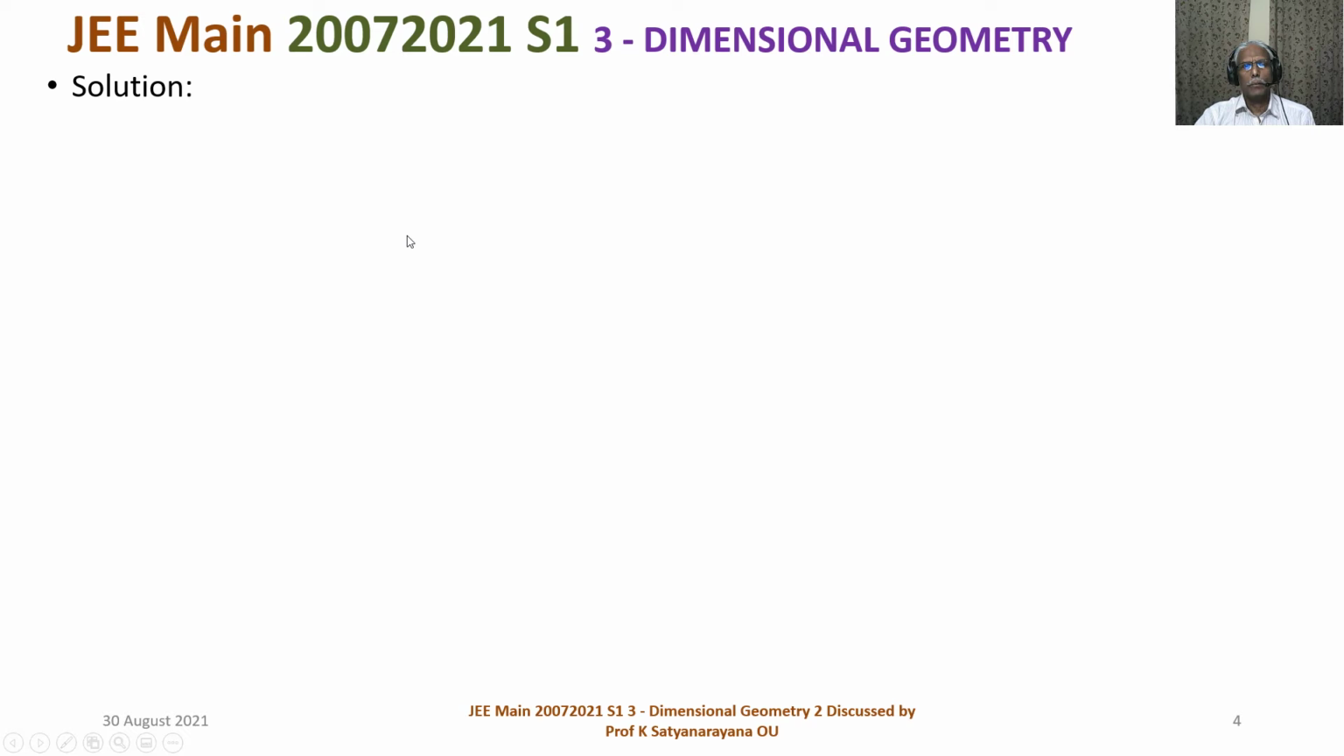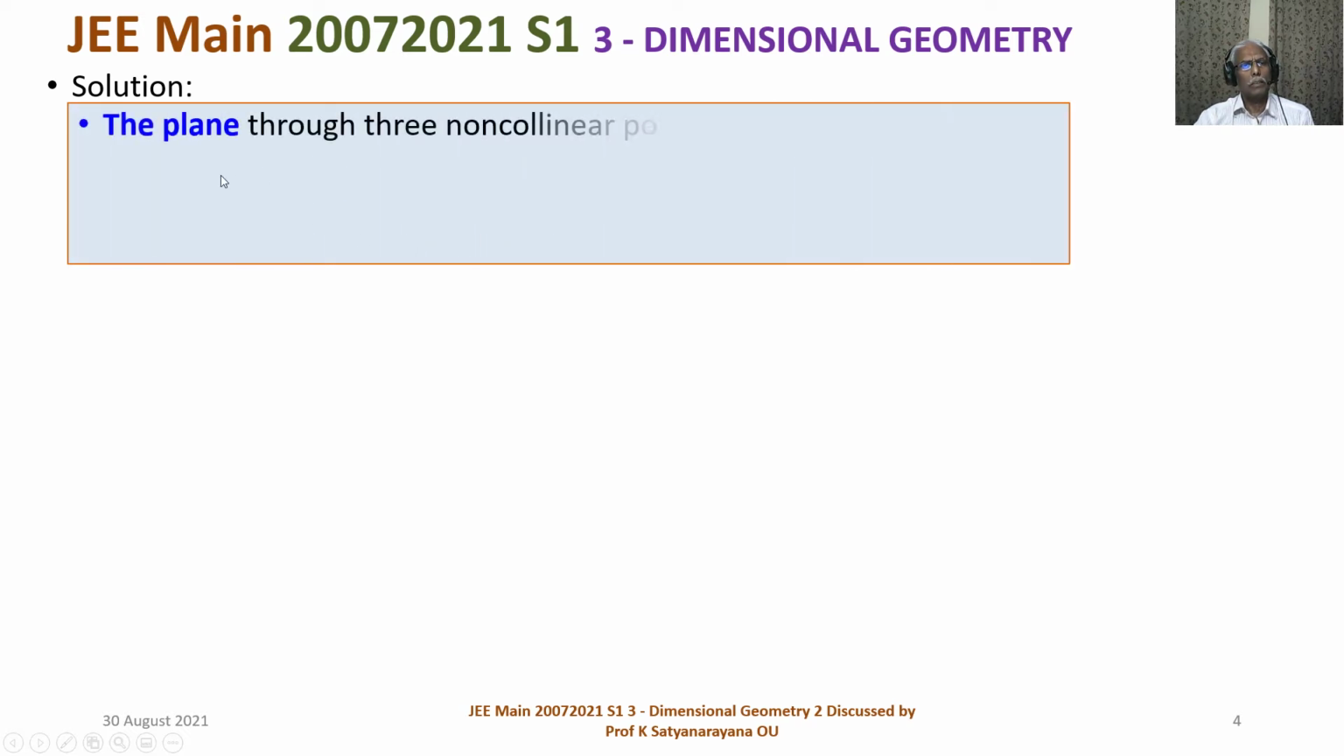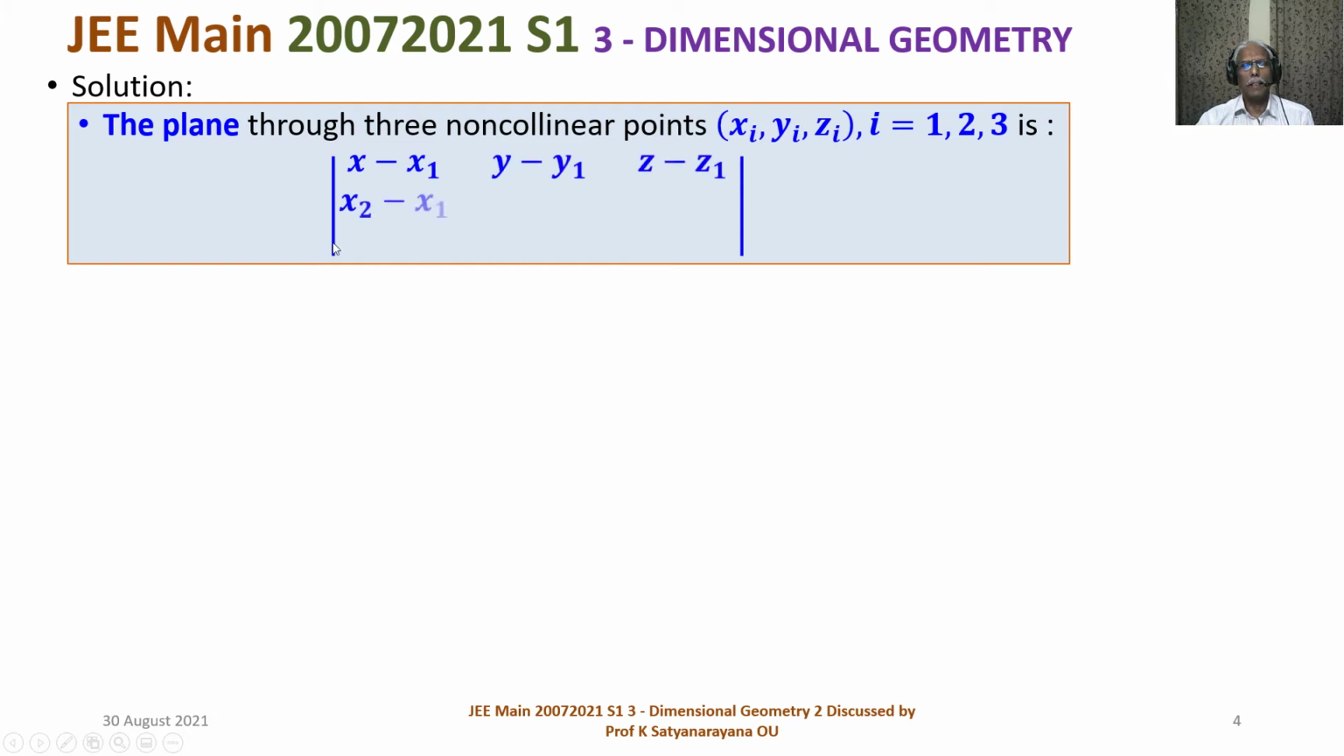Solution. We recall this result. The plane through 3 given non-collinear points (x1, y1, z1), (x2, y2, z2) and the third point (x3, y3, z3) is the 3 by 3 determinant whose first row is x minus x1, y minus y1, z minus z1. Second row x2 minus x1, y2 minus y1, z2 minus z1. Third row x3 minus x1, y3 minus y1, z3 minus z1.